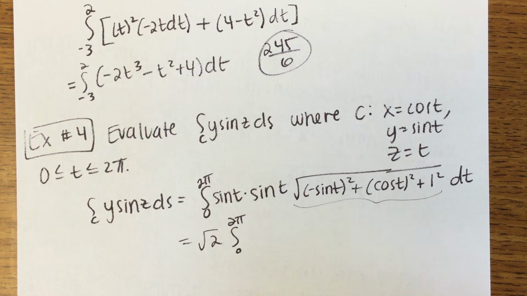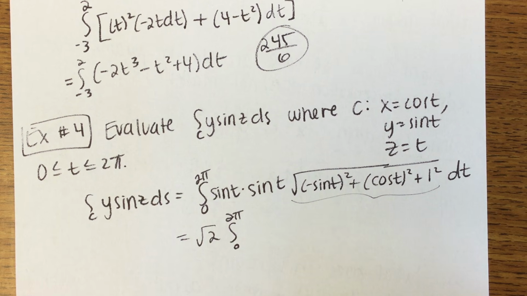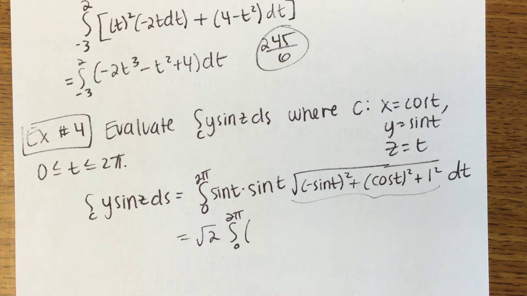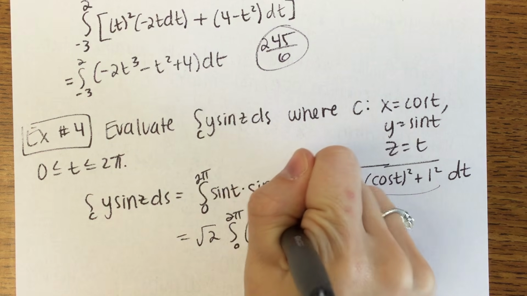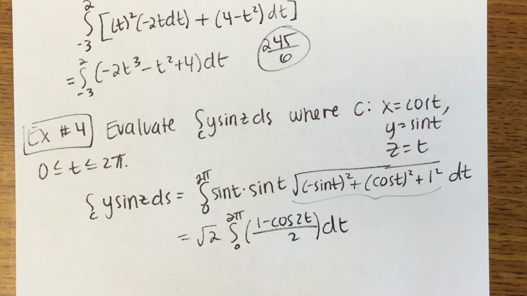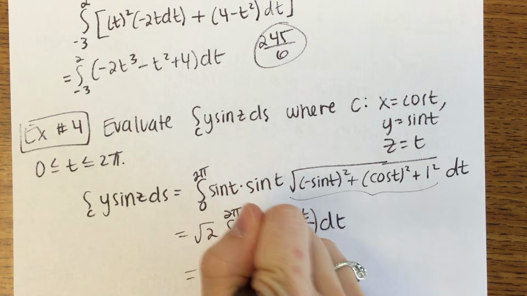What do we do with the sine squared of t? Trig identity, yes. Double angle. Yep, 1 minus cosine of 2t over 2. Okay, and then if you trust me, I'm going to tell you it ends up being root 2 pi.